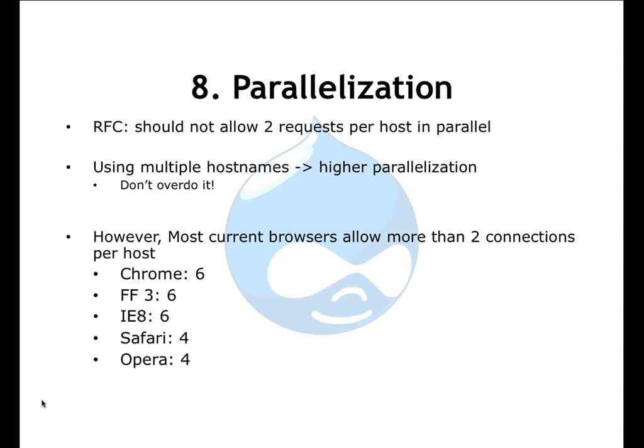This is just talking more about the parallelization that I mentioned before. The typical ruling is that browsers should not allow more than 2 requests per host in parallel. But that rule has basically been broken by nearly all current browsers. As an example, Chrome, Firefox, IE, they all allow up to 6 parallel downloads at a time. And Safari and Opera, they allow 4. So, you know, you're still able to get a lot of parallel downloads.